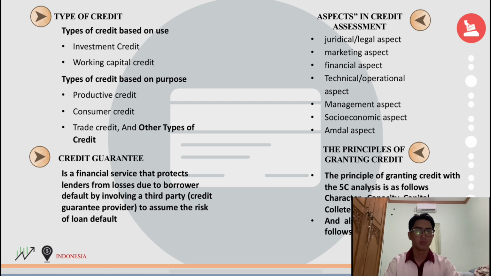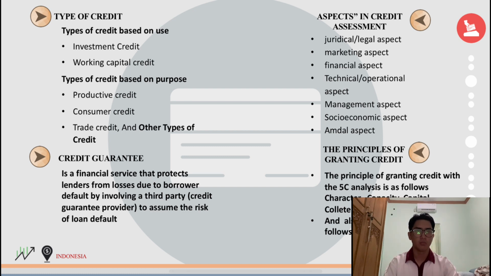Next is types of credit based on the time period. The first is short-term credit. This type of credit has a term of less than 1 year. Next, the second, medium-term credit. This type of credit has a period of approximately 3 years. Next, the third, long-term credit. This type of credit has the longest term of return, which is over 3 years or 5 years.